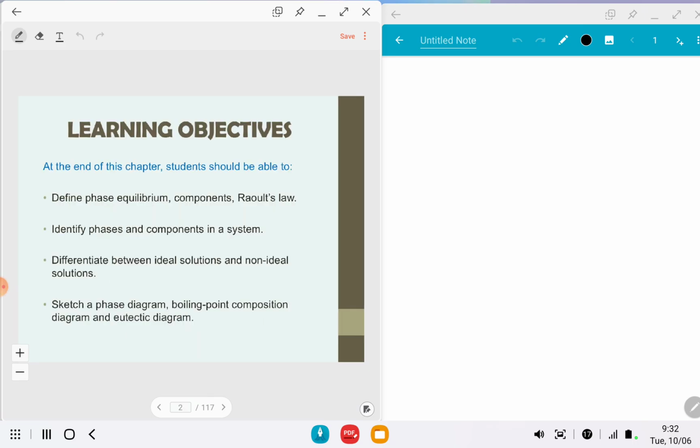Today we are going to learn chapter 6, phase equilibrium. At the end of this lesson, you should be able to define what is meant by phase equilibrium, components, and Raoult's law, and identify phases and components in a system, and differentiate between ideal solution and non-ideal solution. And you should be able to sketch a phase diagram, boiling point composition diagram, and also eutectic diagram. This one we will cover next week.